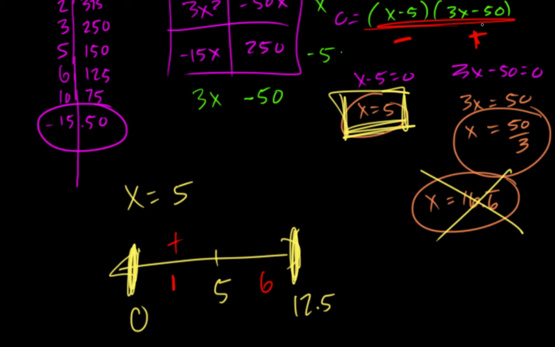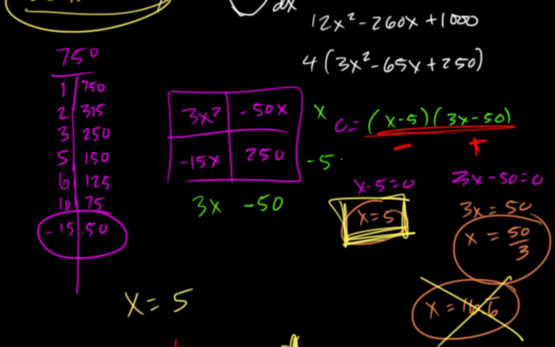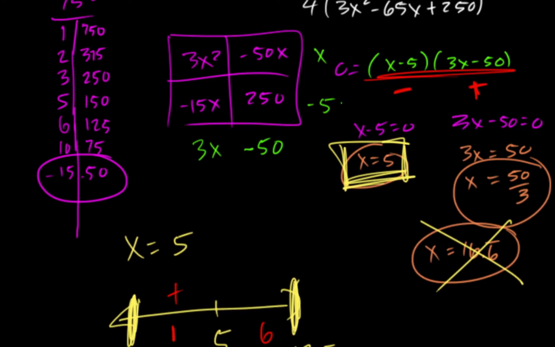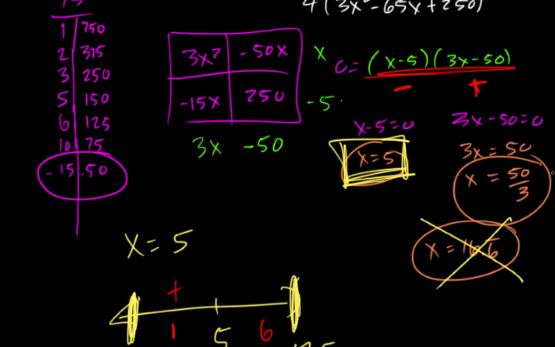Wait, is that right? No, that's not right. Oh, I messed up right there. If I plug in a 6 here, it's positive. If I plug in a 6 here, it's negative. Positive times negative is negative.